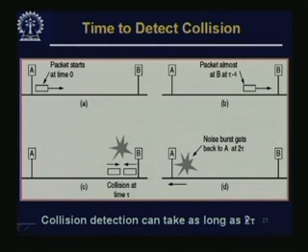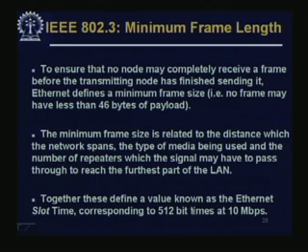So the point is that your transmission time has to be greater than this 2 tau. There are a few other issues, we will discuss that later. So this is what we were discussing, minimum frame length. To ensure that no node may completely receive a frame before the transmitting node has finished sending it, Ethernet defines a minimum frame size, that is, no frame may have less than 46 bytes of payload.